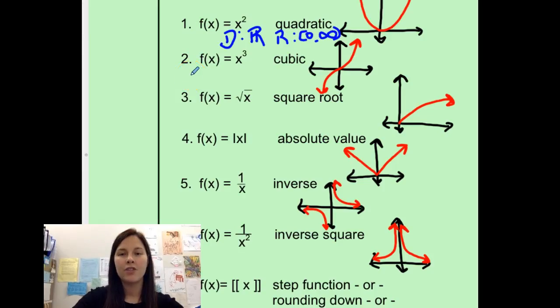Our cubic function, also known as the S-shaped graph or the snake, the function is x cubed. Our domain, again, is all real numbers, and our range is also all real numbers.